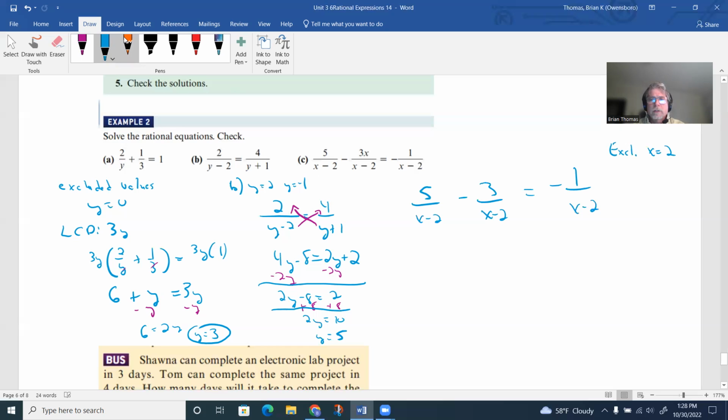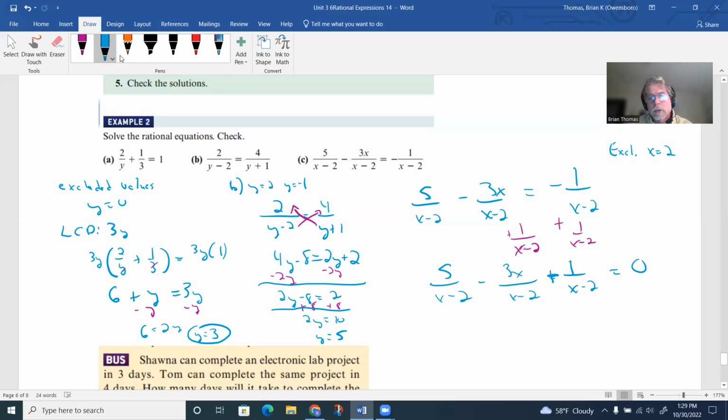So what I can do, since we have a common denominator, is go ahead and add the 1 over x minus 2 to both sides of the equation, since we already have a common denominator there. So this becomes then 5 over x minus 2. This should be a 3x there. Sorry about that. 5 over x minus 2 minus 3x over x minus 2 plus 1 over x minus 2 is equal to 0.